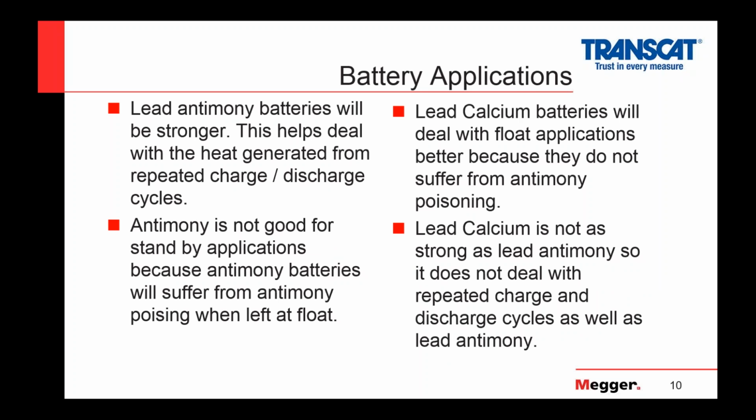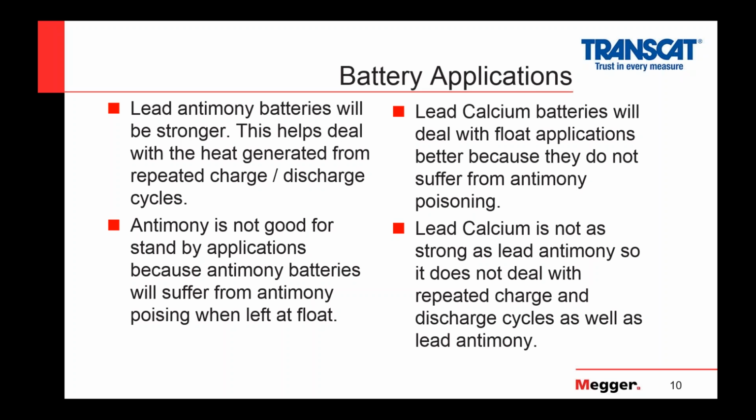We also have different chemistries. You can have lead antimony batteries. You can also have lead calcium batteries. These are the two most common batteries we see here in the United States. And the lead antimony battery, the advantage of this is the antimony is stronger. It helps dealing with heat better. It can handle the repeated charges and discharges.